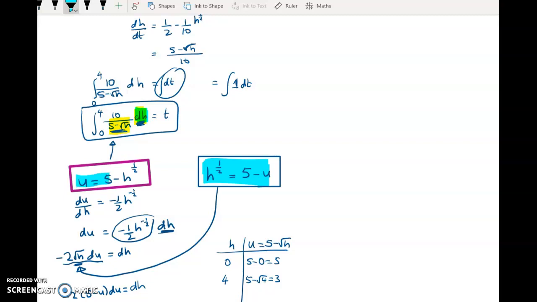So we've often had the case where we do our u equals blah blah, but sometimes we need to be able to make something else the subject, right? So we need to here work backwards to get what h is in terms of u.